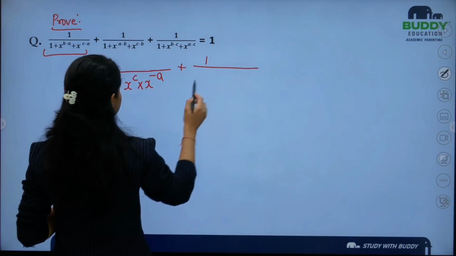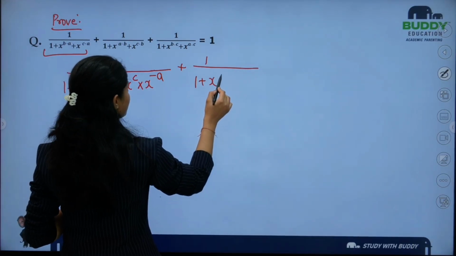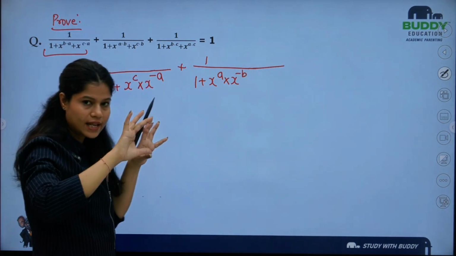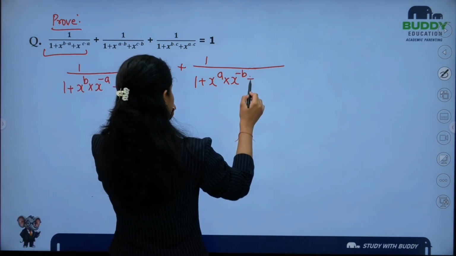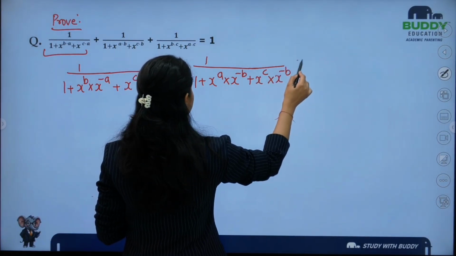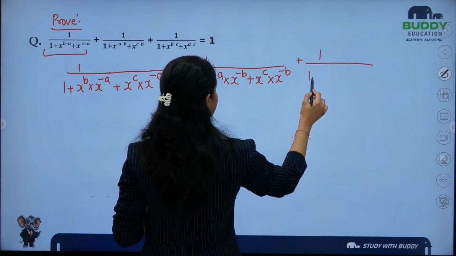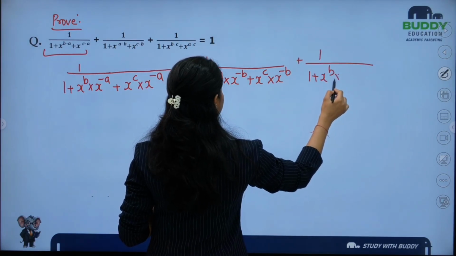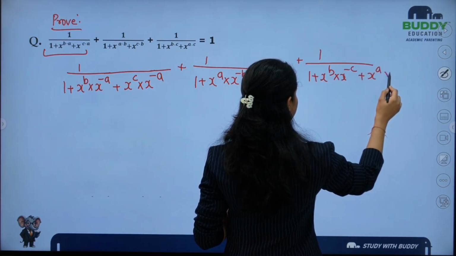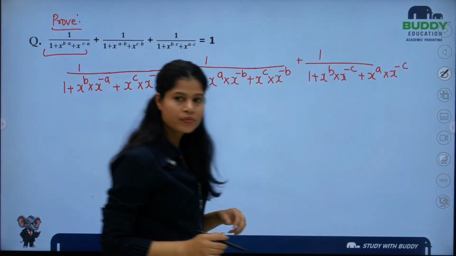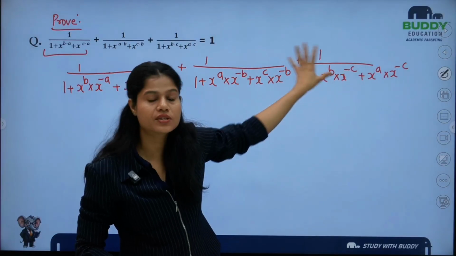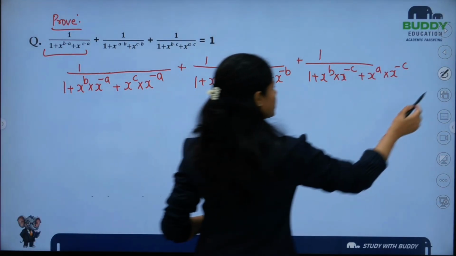Same thing we will do with the next part. We will keep on writing after segregation, segregating the negative parts. So this will be x raised to the power c into x raised to the power minus b, and then we have 1 plus x raised to the power b into x raised to the power minus c, plus x raised to the power a into x raised to the power minus c. Whatever you have done with the first part, you are just following the same thing with the second and third. Now what after this?